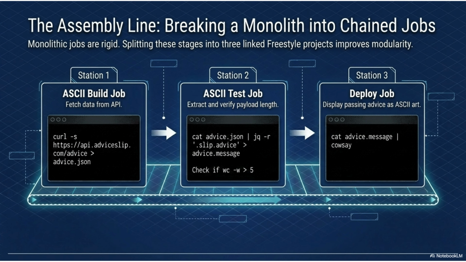Slide 8: Pipeline Job Flow. Pipelines are divided into stages. Build stage compiles the application. Test stage validates the output. Deploy stage releases the application. Each stage depends on the previous one.